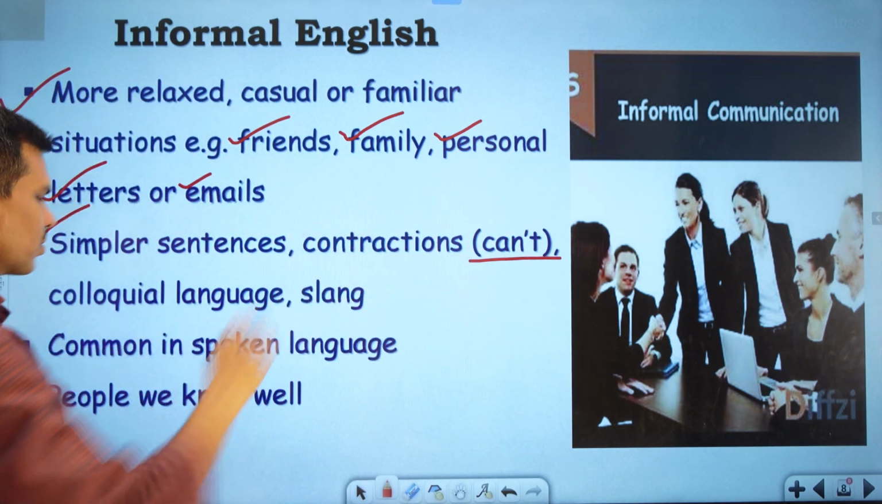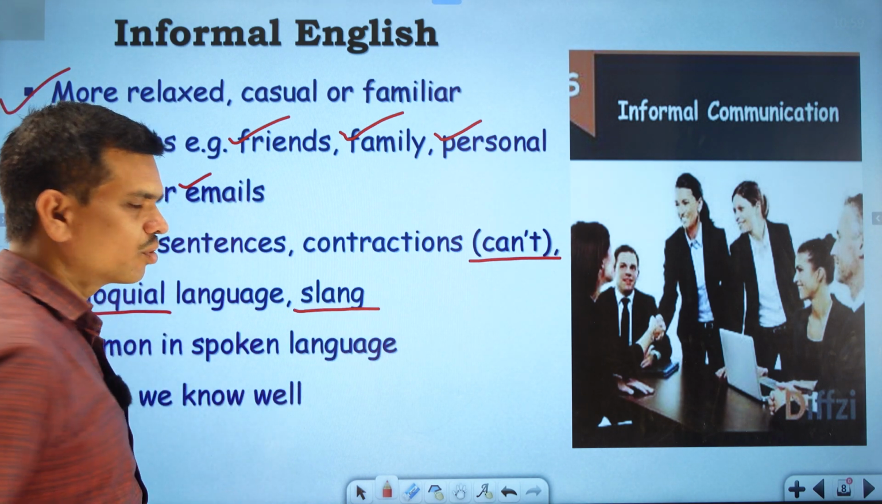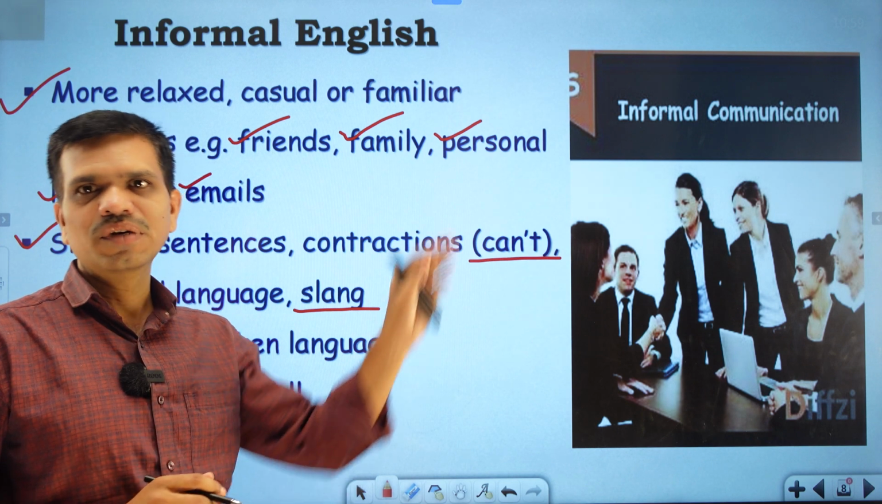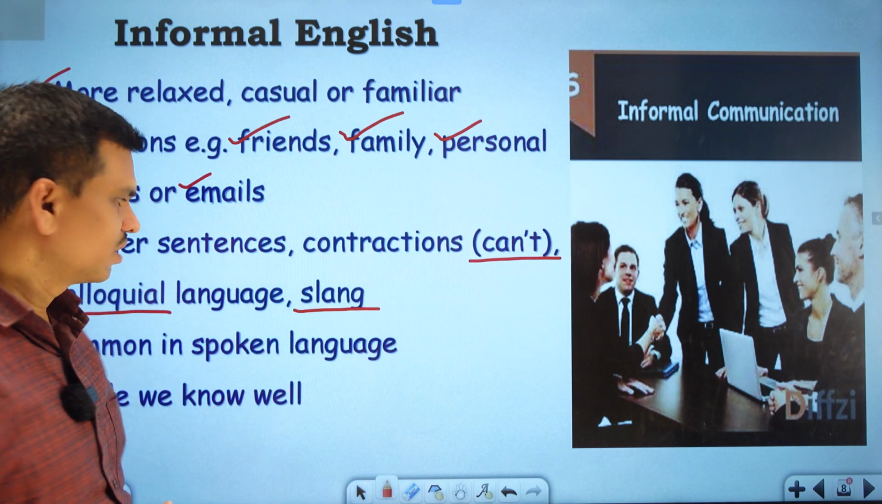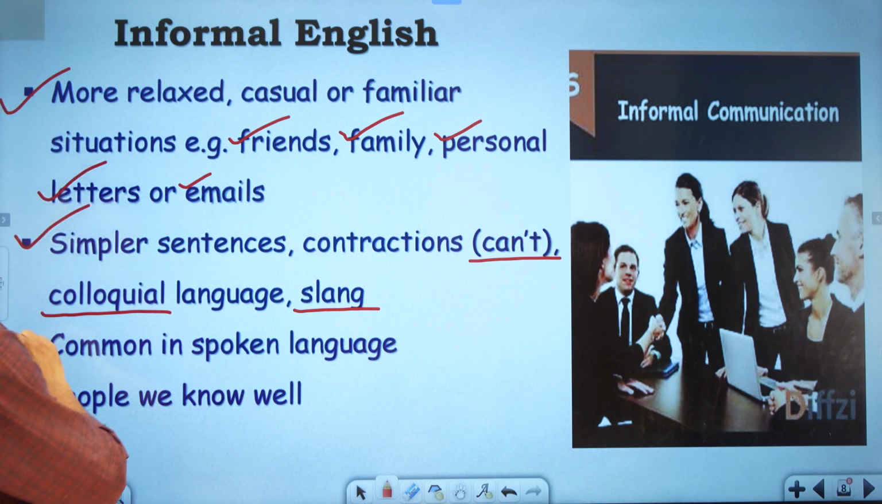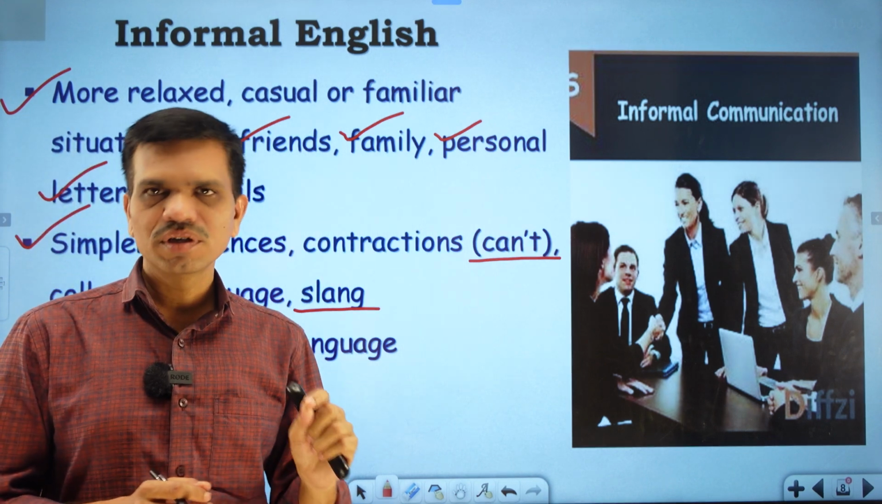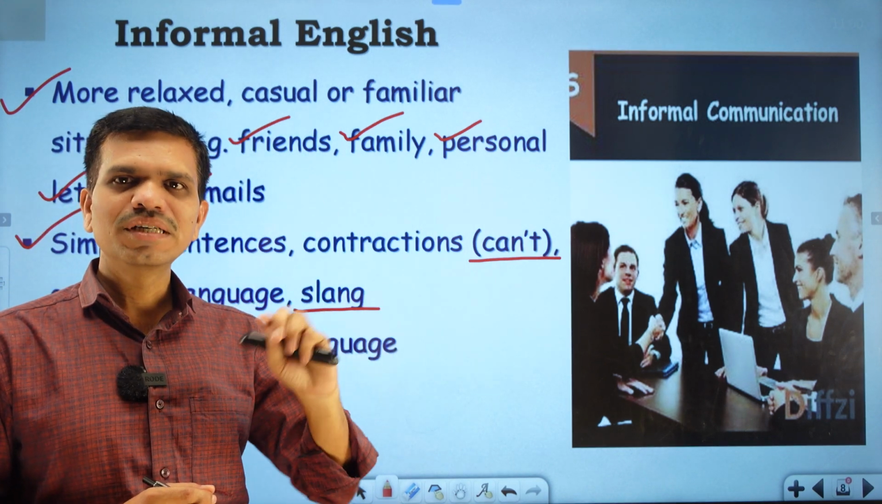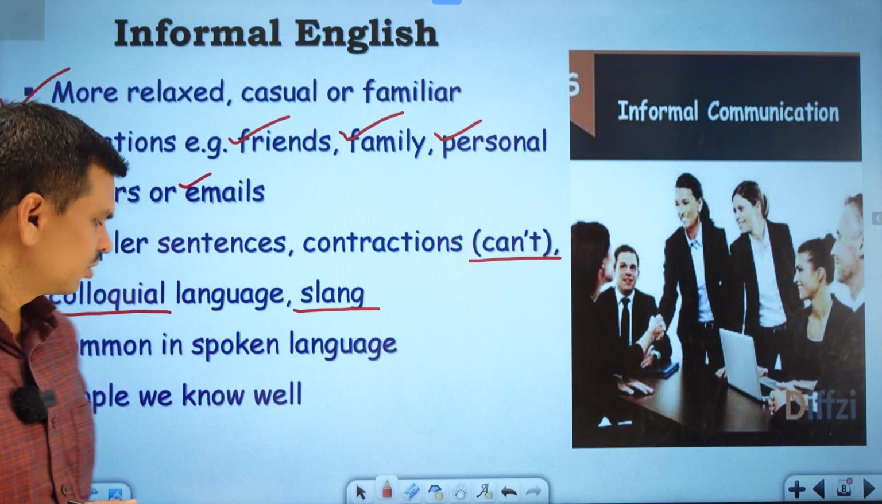We can use these contractions, or we also can use colloquial language or slang, which is also a feature of this type of language, or this type of informal communication. Now this communication is commonly used while speaking, so it is basically a spoken communication. When we communicate to other persons, we use this communication.